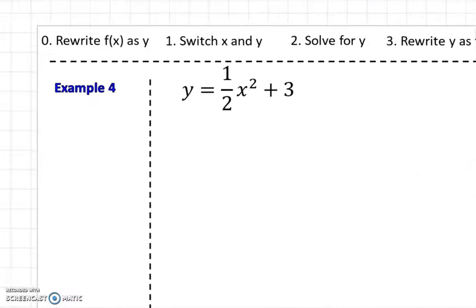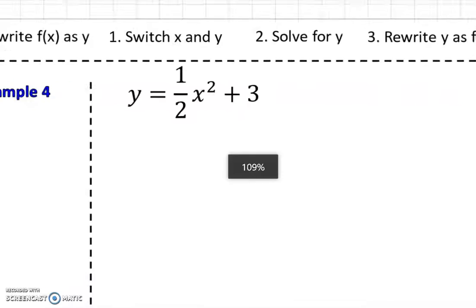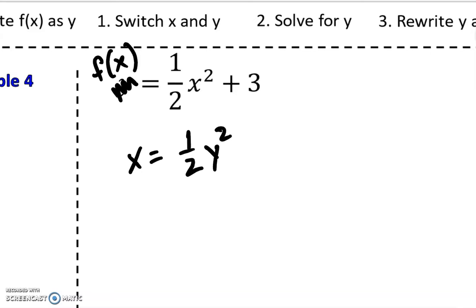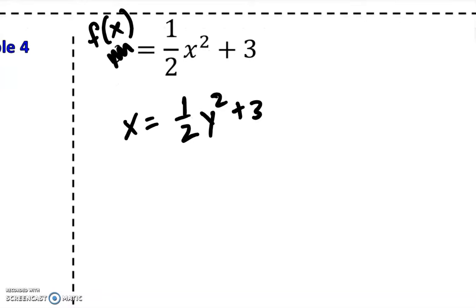Let's add one more example into your notes. So we have this function here, y equals 1/2 x squared plus 3. It's already switched to y, but I guess we can call this original function here f of x again. So we're going to change it to y and switch x and y. So I'm going to call it x equals 1/2 y squared plus 3. And now we're just going to solve for y. So we're going to subtract 3 from both sides. So we have x minus 3 equals 1/2 y squared.